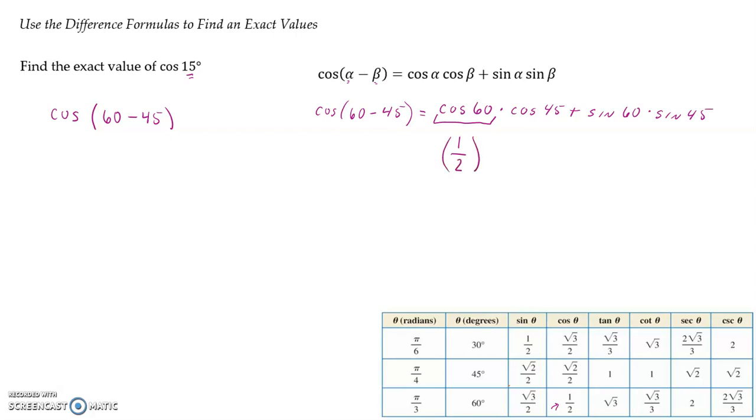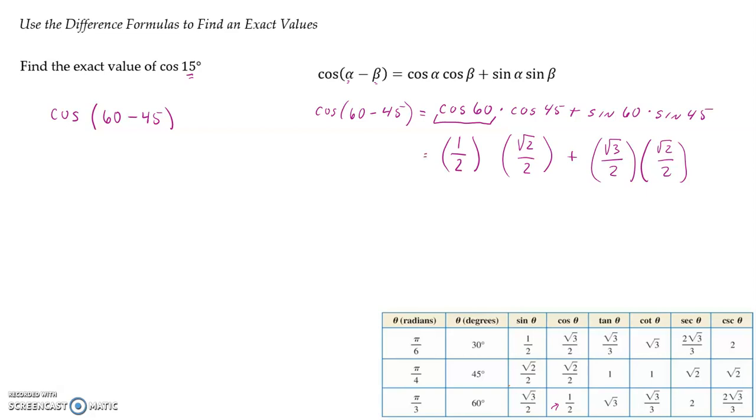Cosine of 45 degrees is radical 2 over 2. Sine of 60 degrees is radical 3 over 2. And sine of 45 degrees is radical 2 over 2. Notice you don't have any more trig functions at this point. We can go ahead and simplify what we have.